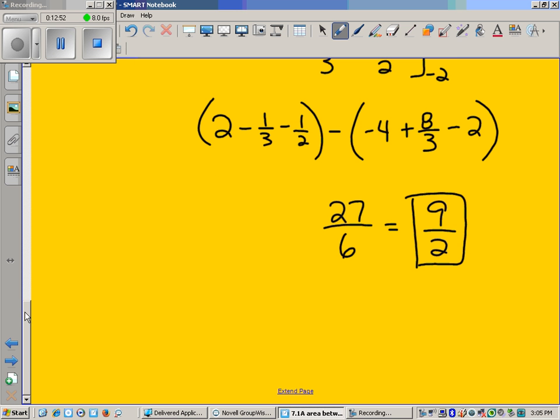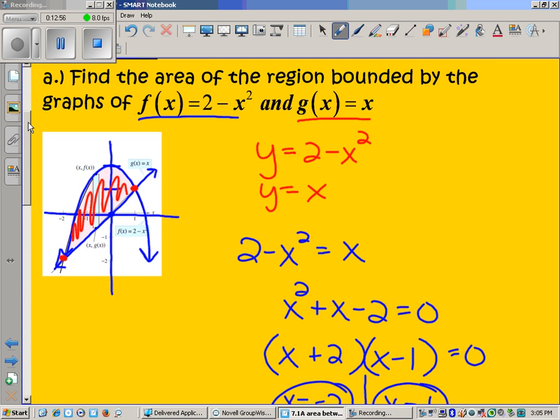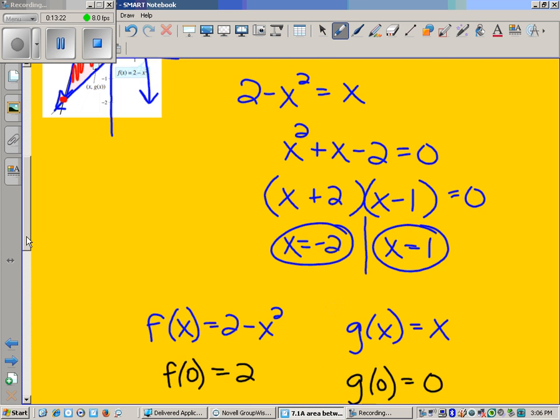Now it should be positive. And what does it mean for my answer to be positive? Right, it was a positive 9 halves. What that means is that more of your area is above your x-axis than below your x-axis. So isn't that true on our graph? That more of it is above than below? So you should always make sure that your answer makes sense. If you get a negative number, does that make sense? Is more of your stuff underneath your x-axis than above? Okay? All right.